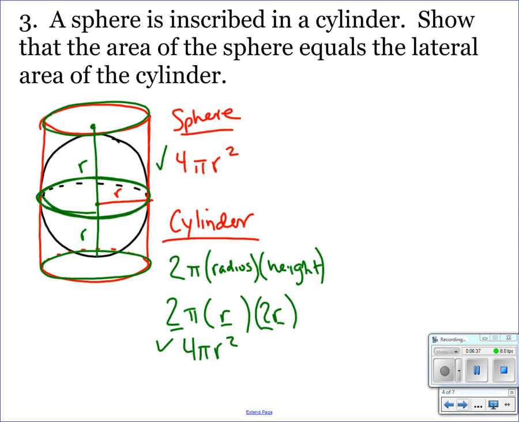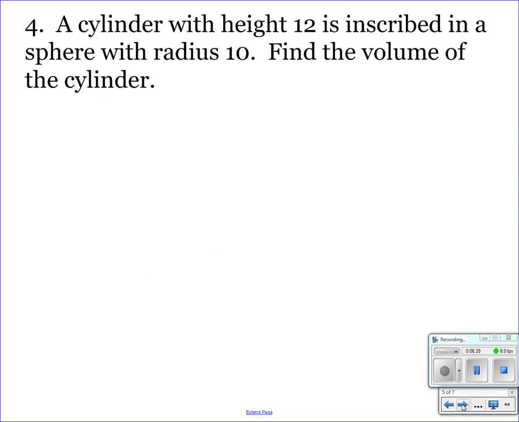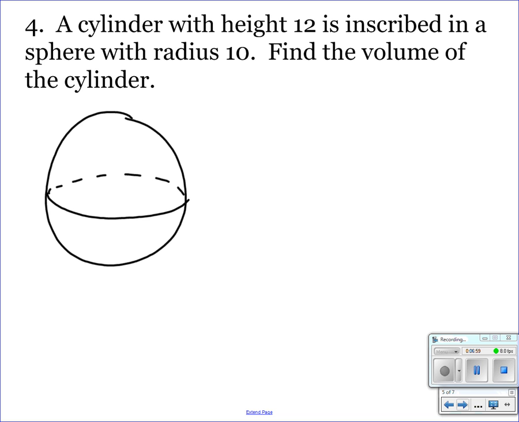Next example. A cylinder with height 12 is inscribed in a sphere with radius 10. Find the volume of the cylinder. Okay, so now it's the other way around. The cylinder is inscribed in a sphere. So I'm going to do my sphere first. Now the cylinder is inscribed in it, where all of those are points of tangency.